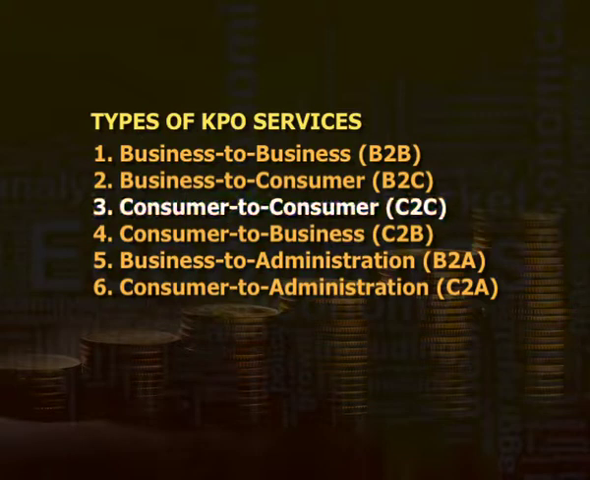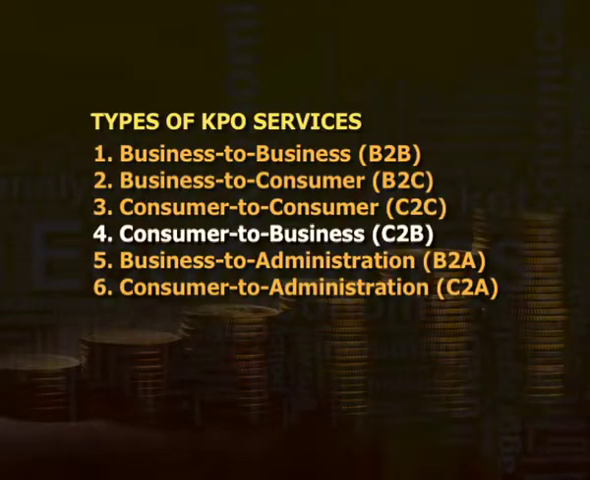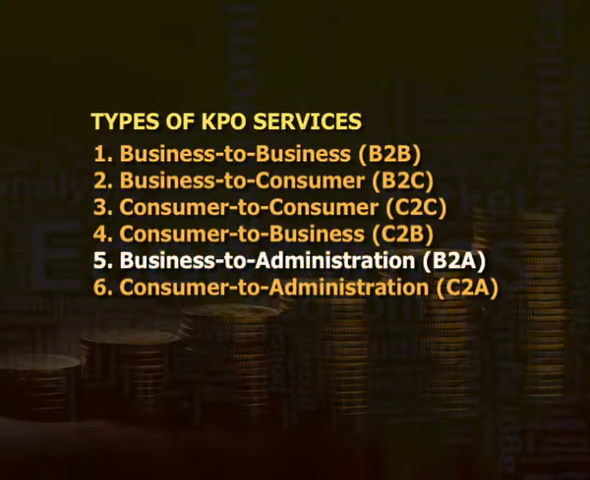Third is consumer to consumer, which is C2C. C2C e-commerce encompasses all electronic transactions of goods and services conducted between consumers. Generally, these transactions are conducted through a third party which provides the online platform. Fourth is consumer to business, that is C2B. A large number of individuals make their services or products available for purchase for companies seeking precisely these types of services or products. Fifth is business to administration, or we can say B2A.